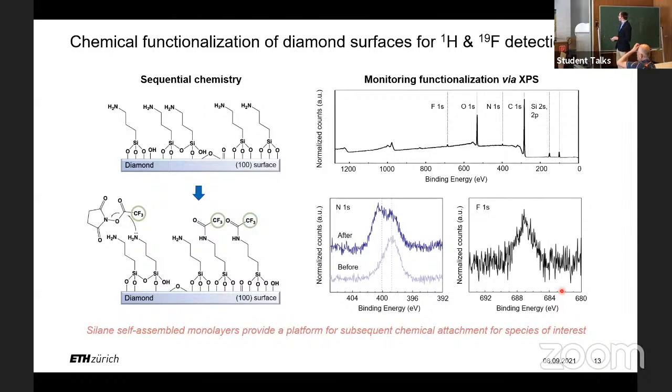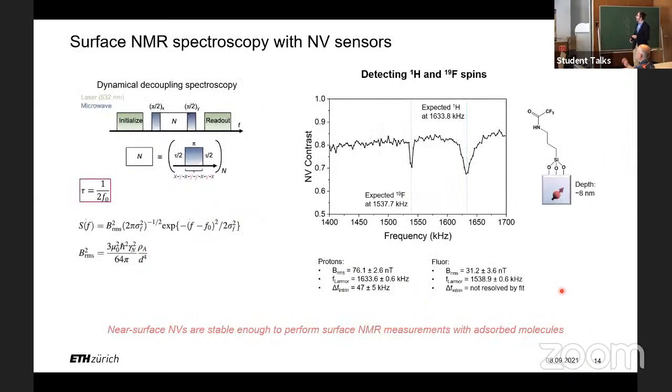And since time is running out a little bit, I want to just answer the most interesting question. Can we actually see the fluorine also with the NV center? And yes, indeed we can. This is a spectrum which we acquired with dynamical decoupling spectroscopy, which Fedor Jelezko already introduced you to. Unfortunately, the signal is a little bit weak because we are rather deep in the diamond. But nonetheless, we can see the fluorine as well as the proton signal, which is just from ubiquitous protons you always have on your sample and on the surface.